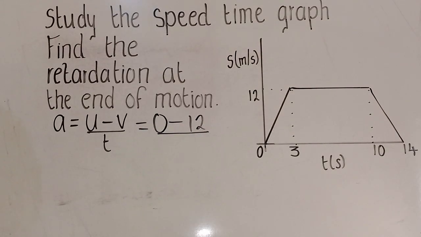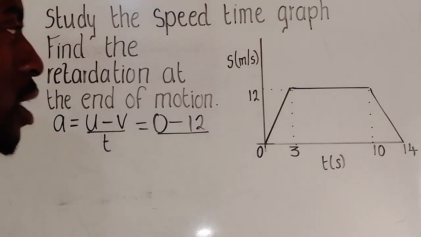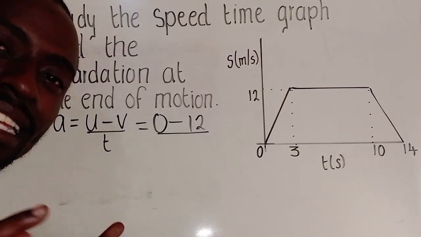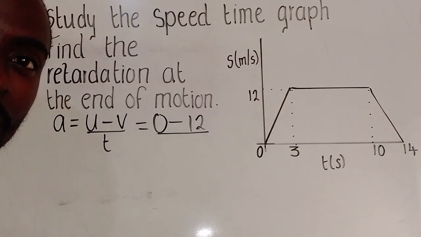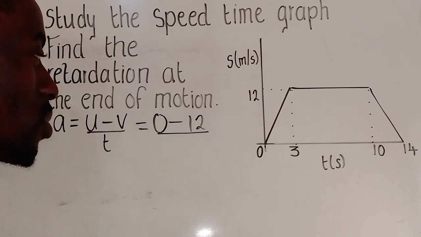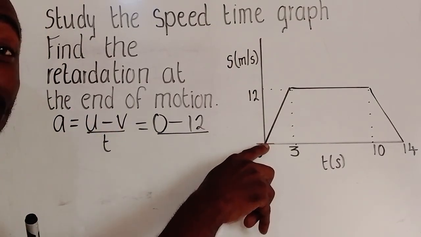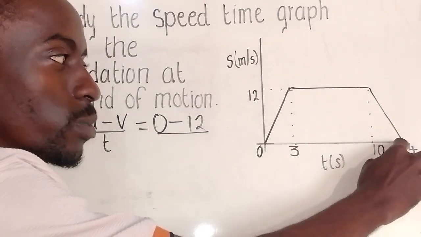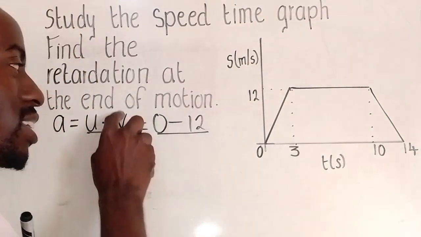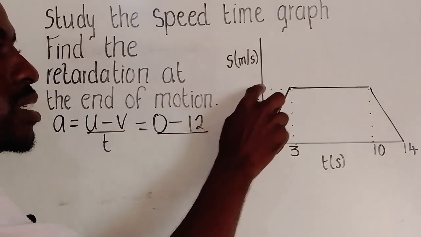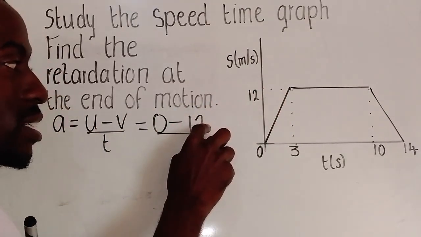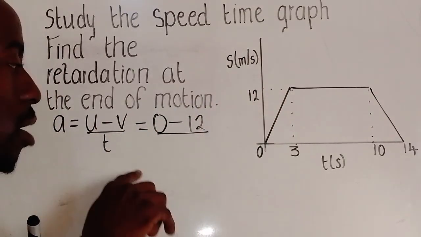Why am I doing this? Now I want you to understand something here. You must know that retardation is the opposite. For example, in terms of acceleration, we know u was the one which was here, which was 0, so u corresponds to this point. This was the final, and the final was 12. Here it will be negative.